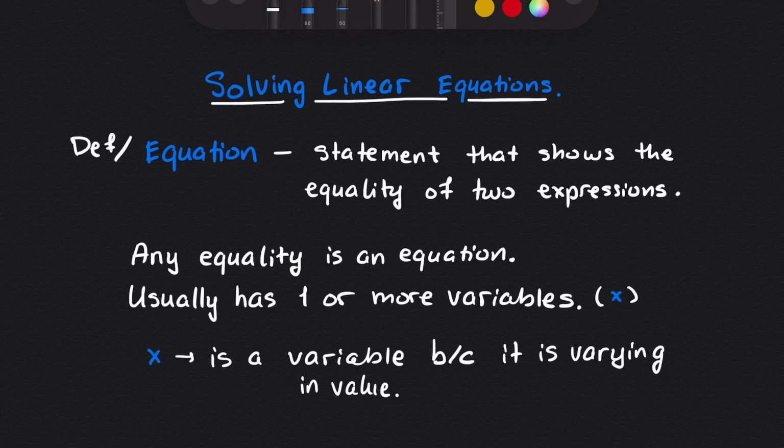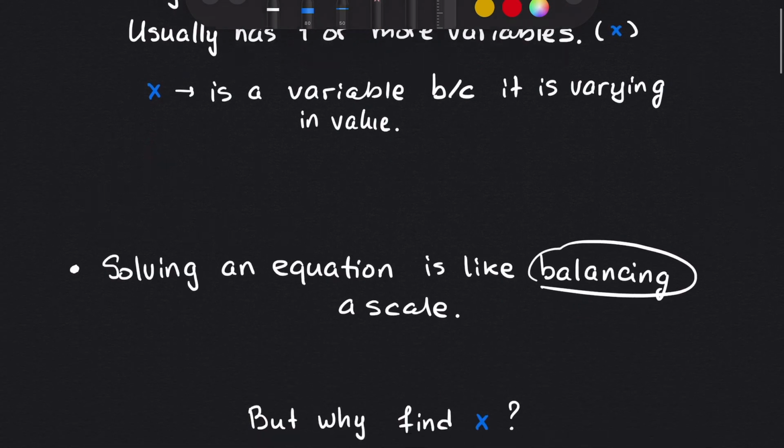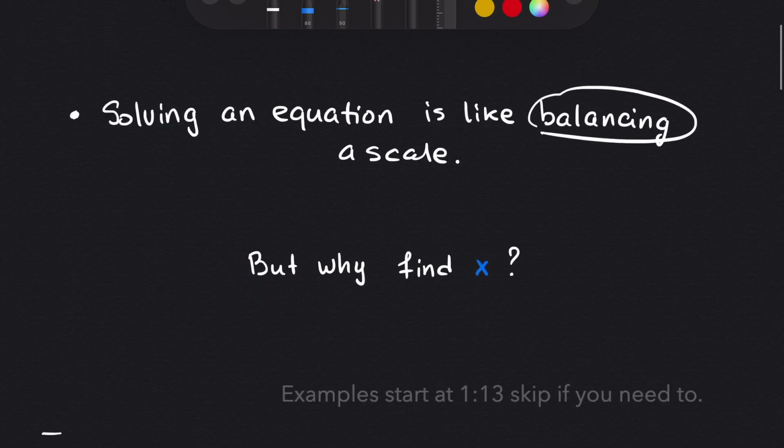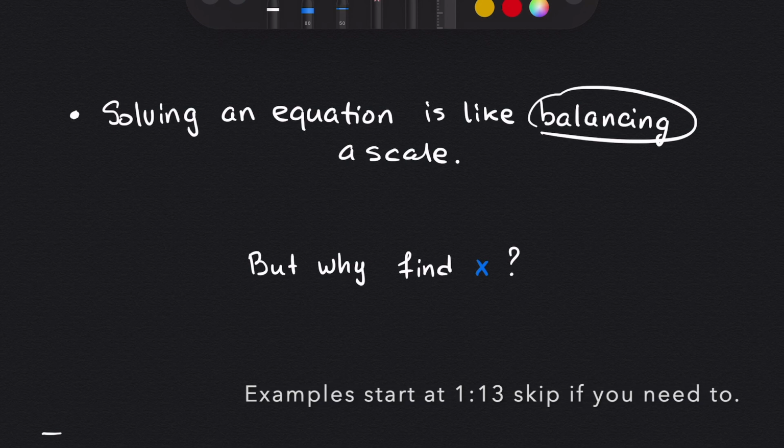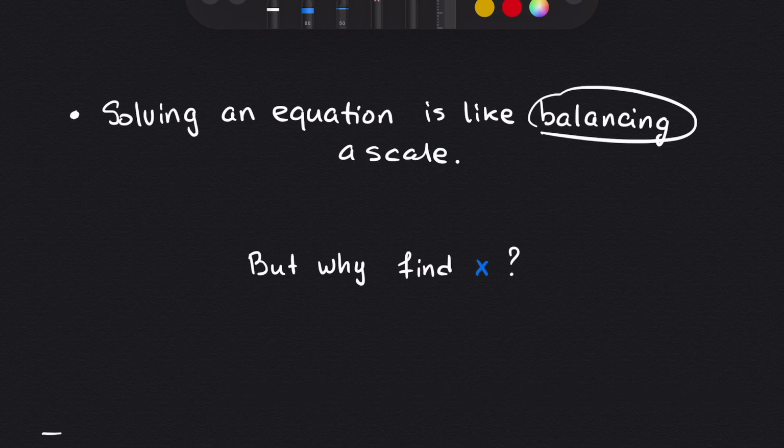X is a variable because it is varying in value. In other words, the value can change depending on the other given factors. Solving an equation is like balancing a scale. Both sides need to be equal to each other. That's the whole point.